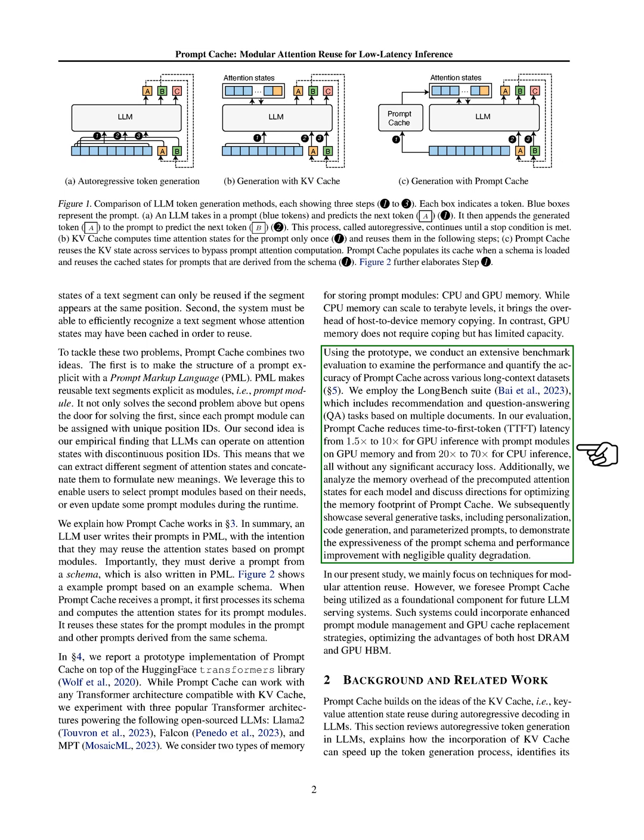We then demonstrated several generative tasks, including personalization, code generation, and parameterized prompts, to show the expressiveness of the prompt schema and performance improvement with negligible quality degradation. In this study, we mainly focused on techniques for modular attention reuse. However, we believe that prompt cache could be used as a foundational component for future LLM serving systems. These systems could include enhanced prompt module management and GPU cache replacement strategies, optimizing the advantages of both host DRAM and GPU HBM.